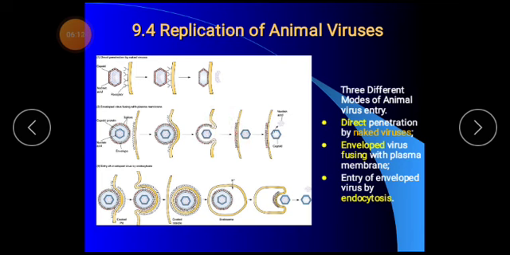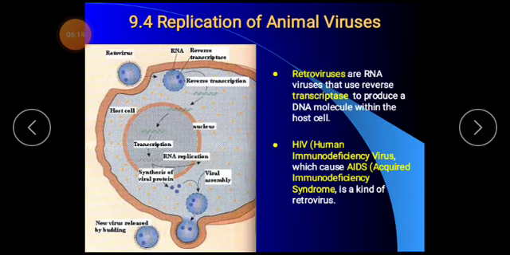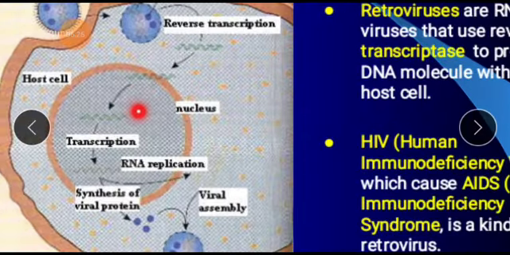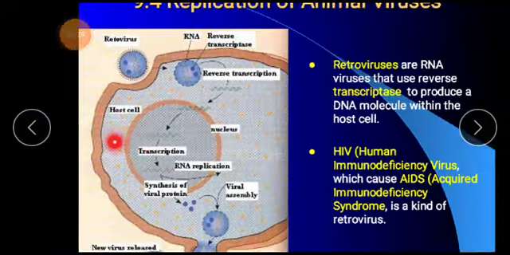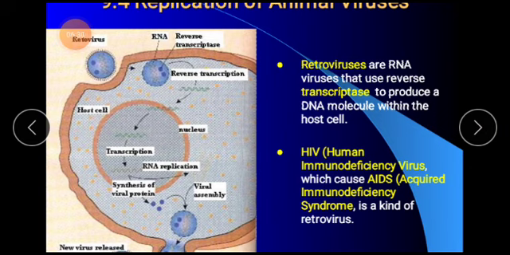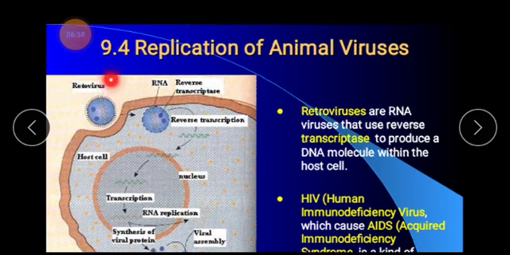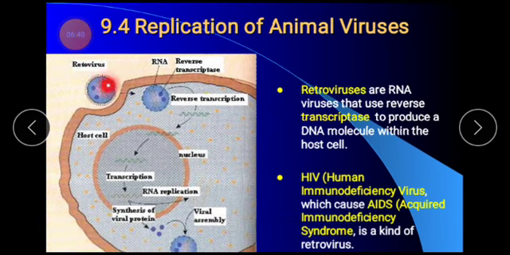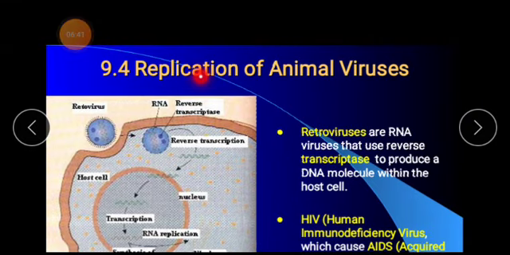This is what we call endocytosis. Then this is what we call a retrovirus, an RNA virus that uses reverse transcriptase to produce DNA molecules within the host cell. This is the process of protein synthesis. If you remember this, try to revise protein synthesis. This is RNA, this is the retrovirus injecting into the cell by endocytosis.